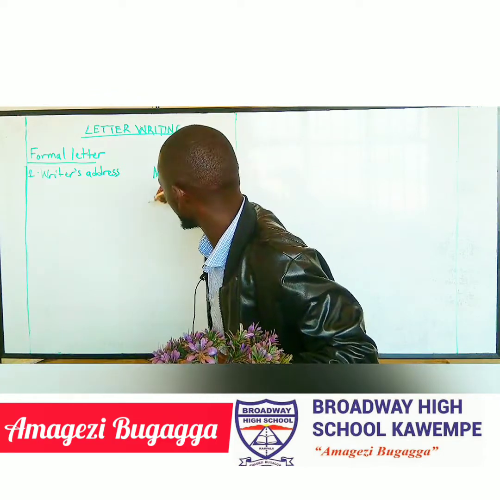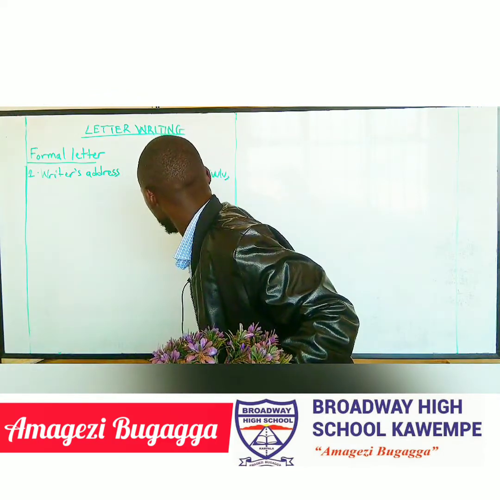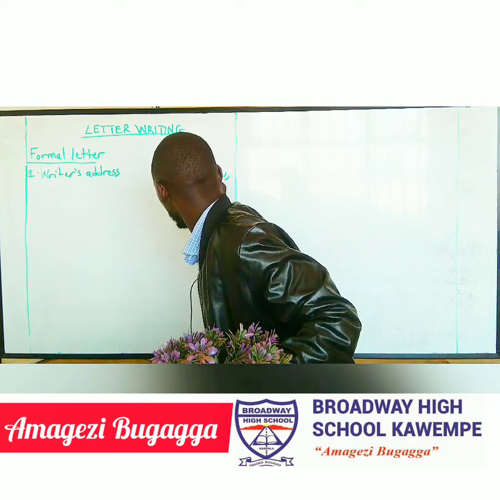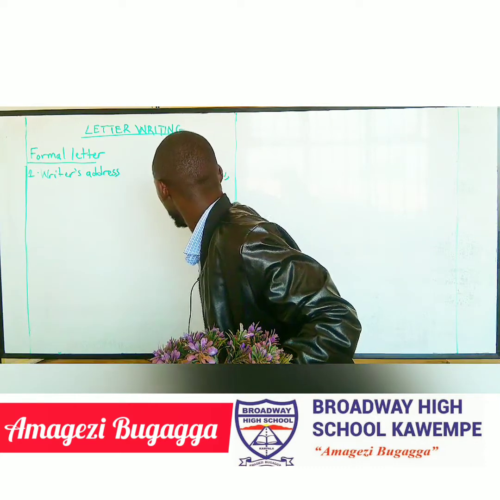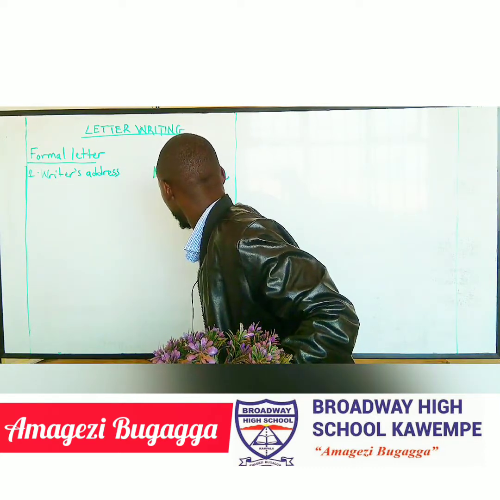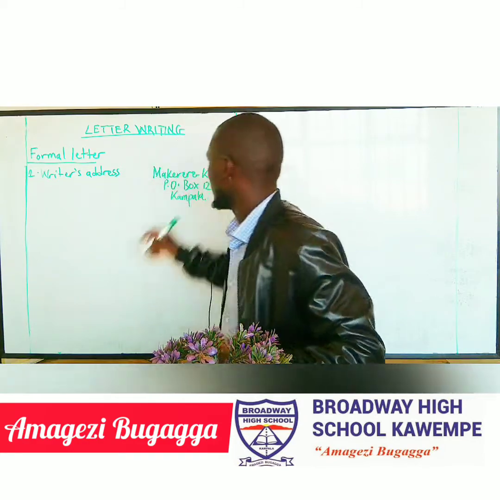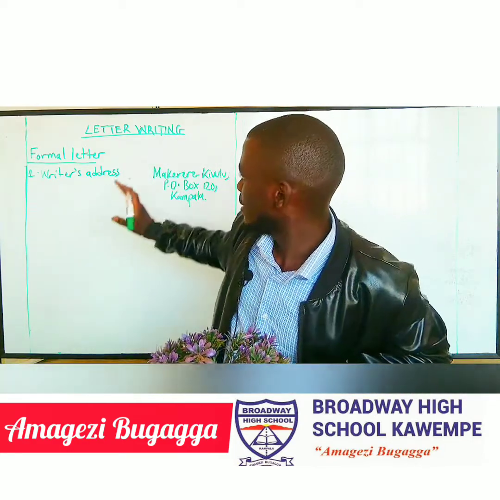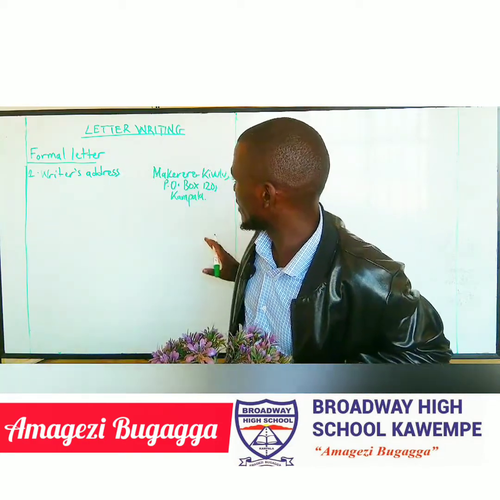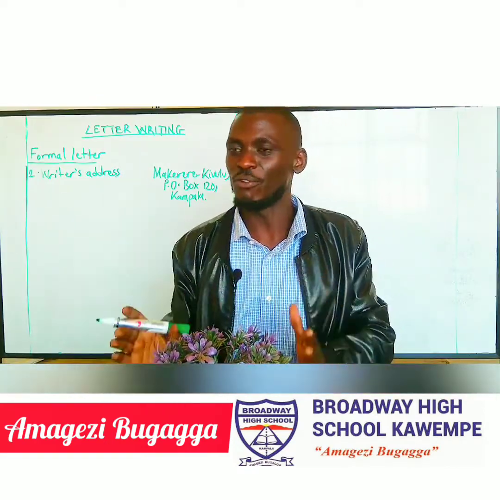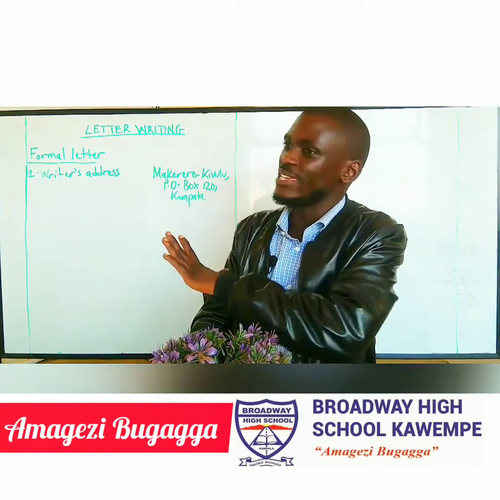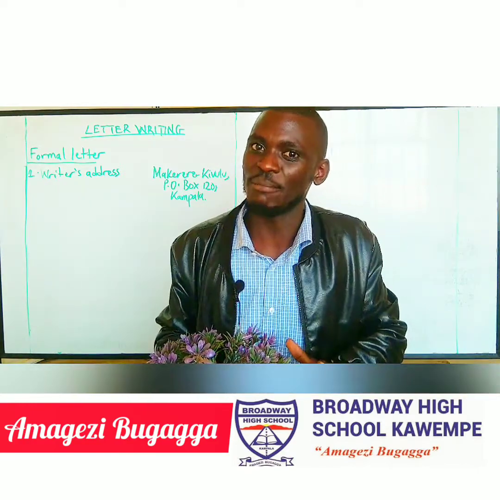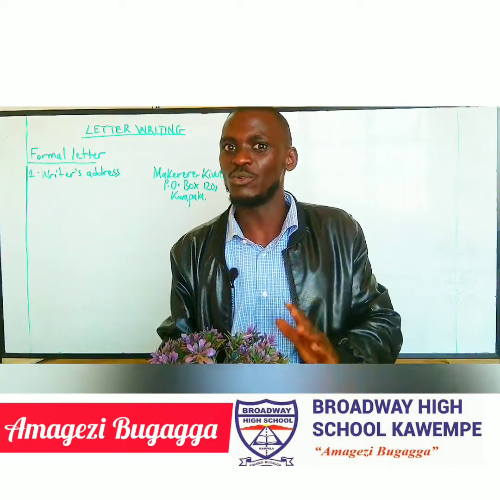When we talk about a slanting address, that is where we can have PO Box 120 Kampala. So that one is what we refer to as an indented or a slanting address. That is one of the features of a formal letter. So we don't write it entirely in capital letters, but rather we use the initials of the content words as the capital letters.